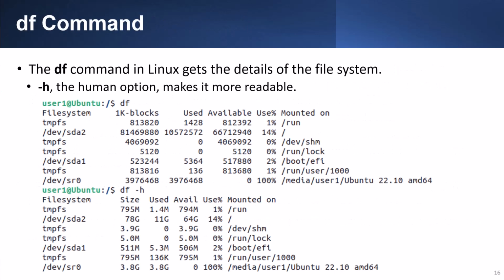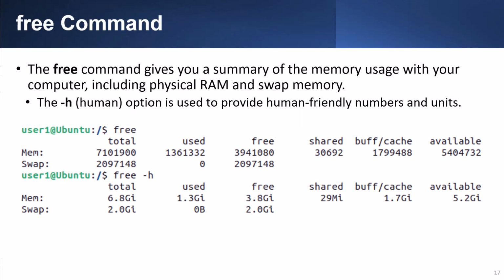The df command in Linux gets the details of the file system. -h, the human option, makes it more readable. The free command gives you a summary of the memory usage on your computer, including physical RAM and swap memory. The -h, human option, is used to provide human-friendly numbers and units.